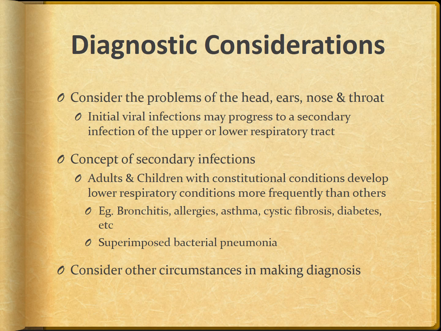Remember that your initial viral infection may progress to a secondary infection of the upper or lower respiratory tract. Consider some concepts of secondary infections. Think about the fact that you are treating adults and children with constitutional conditions such as bronchitis, allergies, asthma, cystic fibrosis, or diabetes, that their conditions may develop into a secondary infection.